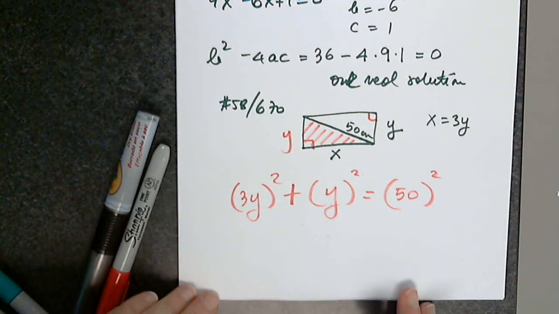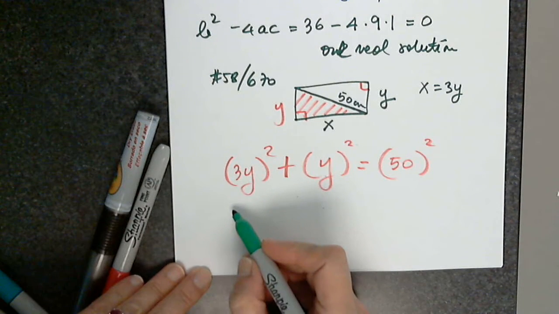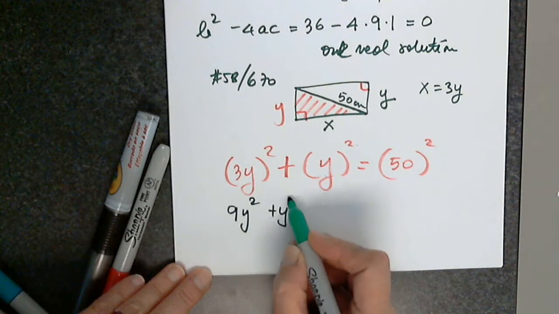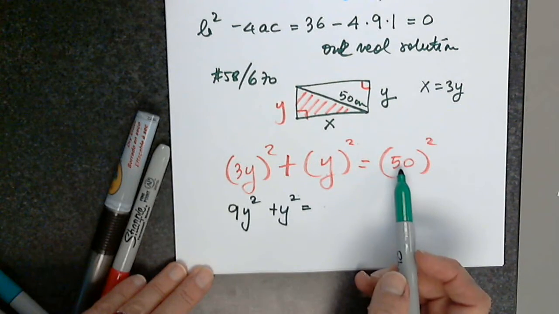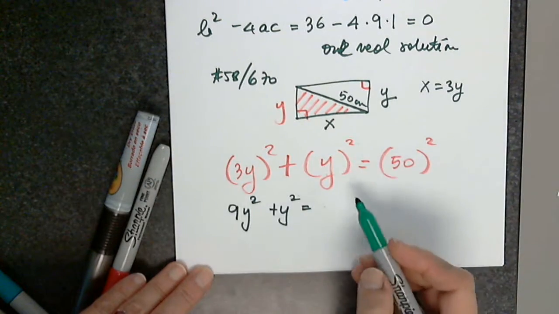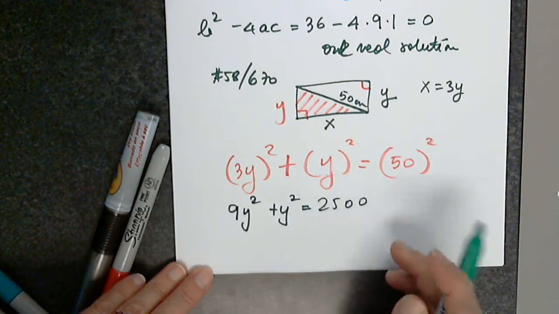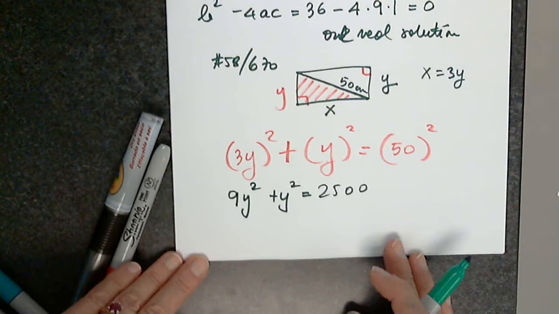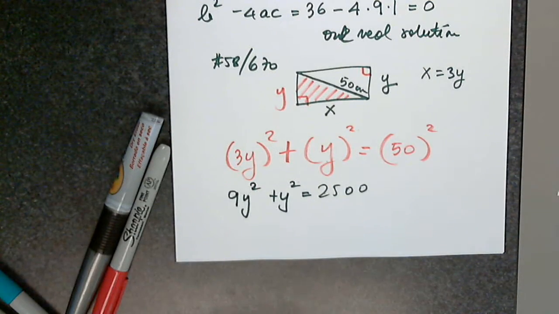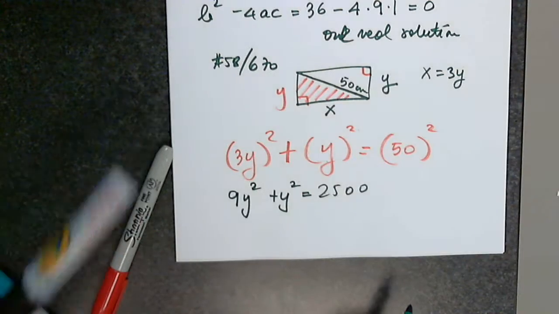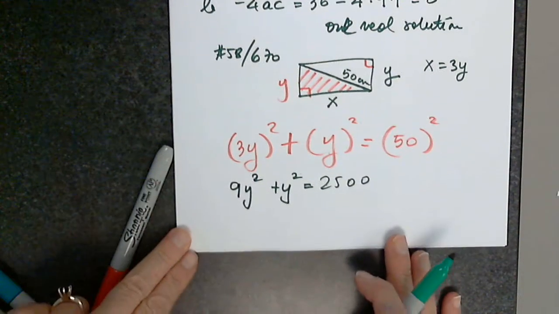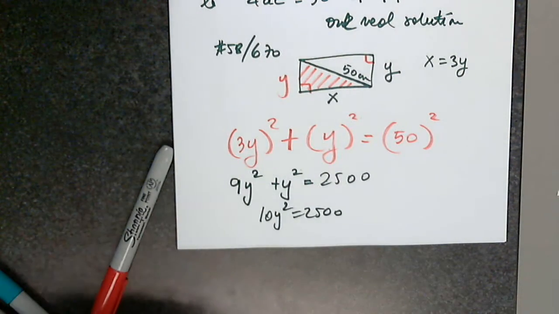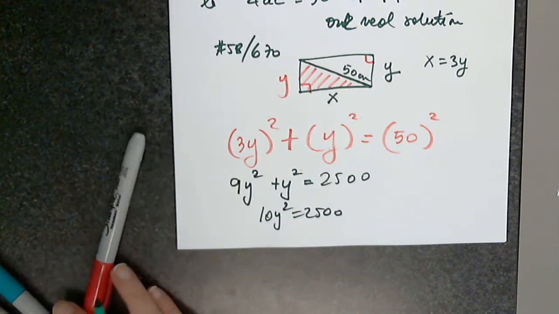How much is 3y? Everything squared. 9. Good. Plus y squared equals 50 squared is 25 and 2 zeros. The left-hand side. Very good. Remember the two key words, factor, simplify. What will I do now?